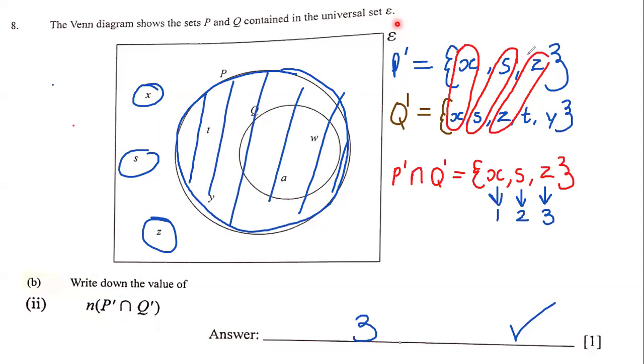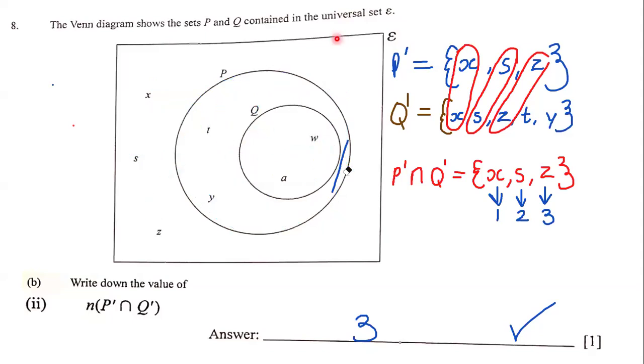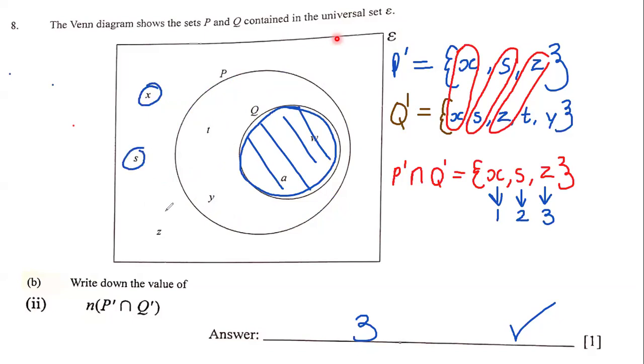Good. Next, let me go ahead and erase that. Next, we have Q set. Q complement. Very good. So Q complement means that we do not include anything in Q. So if we do not include anything in Q, we cannot include A and W. But what we can include is X, S, Z, T, and Y. Very good. We could include all of them, right? That's why we have X, S, Z, T, and Y.